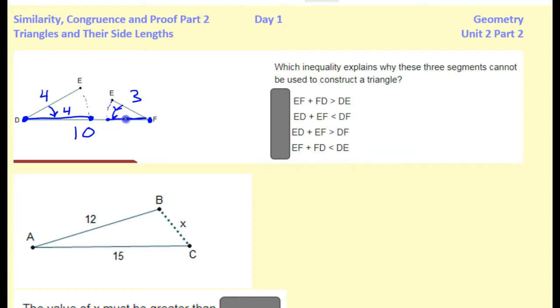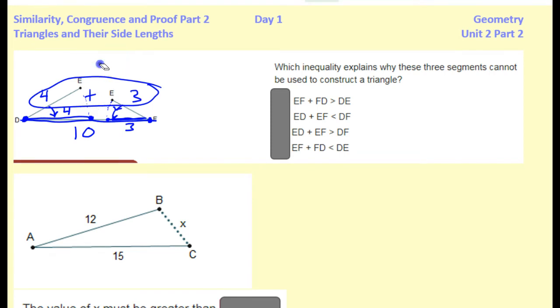Okay, this has a length of 3. What happens if you add up 4 and 3? 4 plus 3 is only 7. That's the problem. The third side of the triangle is 10. So if I move a distance of 4 from the left and a distance of 3 to the right, they will never meet because they have a total length of only 7.